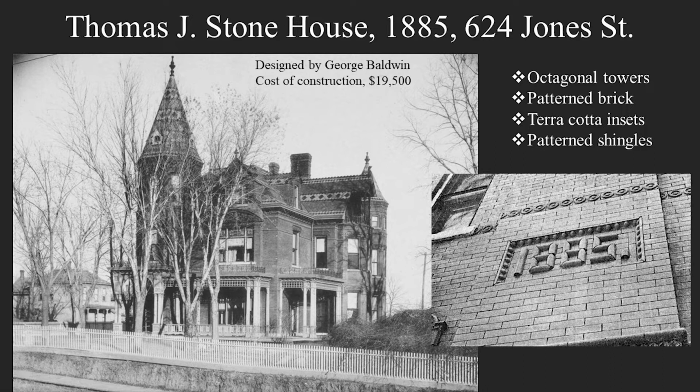In masonry examples, this is again a patterned masonry house. So in this little inset you can see here on the right, you can see the date, the year of the house. That is implemented in decorative brick. There's a little band of circles above that. That is implemented in terracotta. And on the roof we can see patterned shingles. This was relatively common in Queen Anne Victorian style houses.